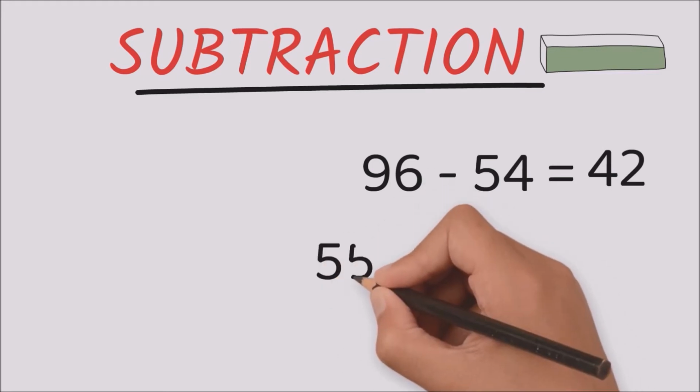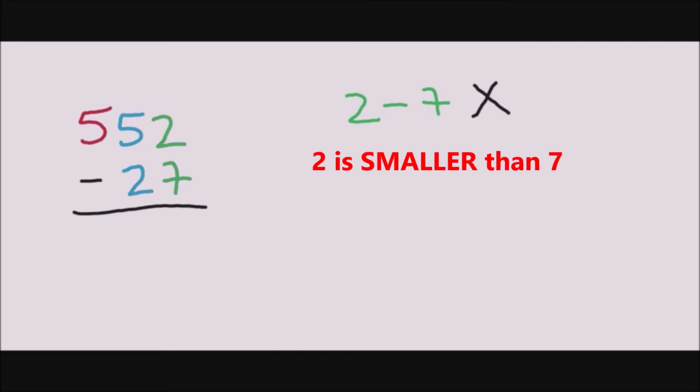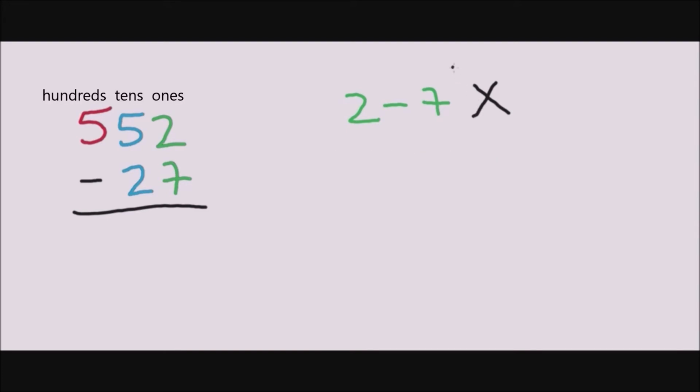552 minus 27. Again, we line the place value groups together and then subtract starting at our ones digits in this case. So first we have 2 minus 7. And we've run into a little problem because 2 is a smaller number. So here's what we do. We know that 552 is made up of 2 ones, 5 tens, and 5 hundreds.